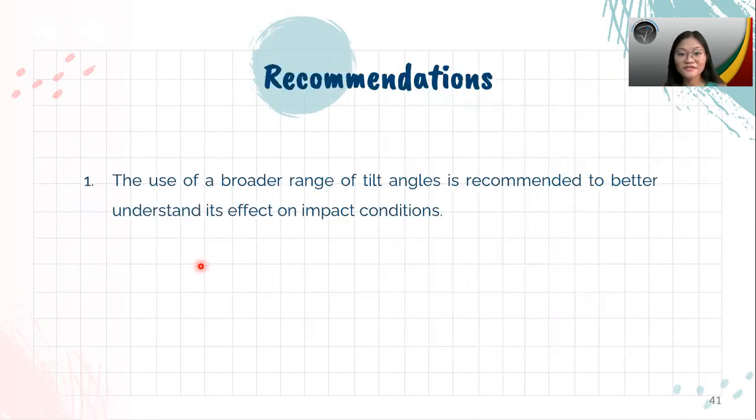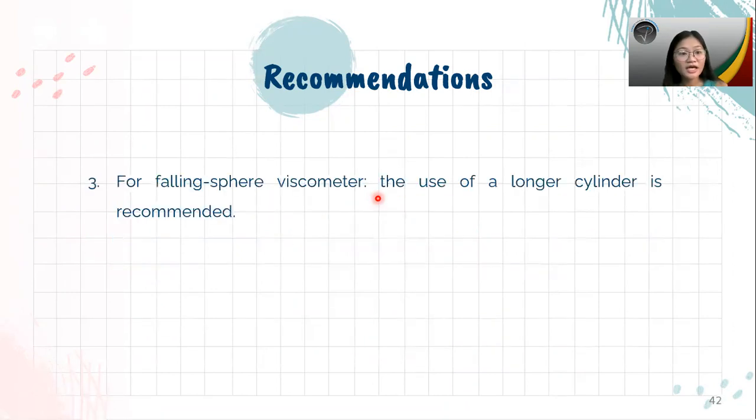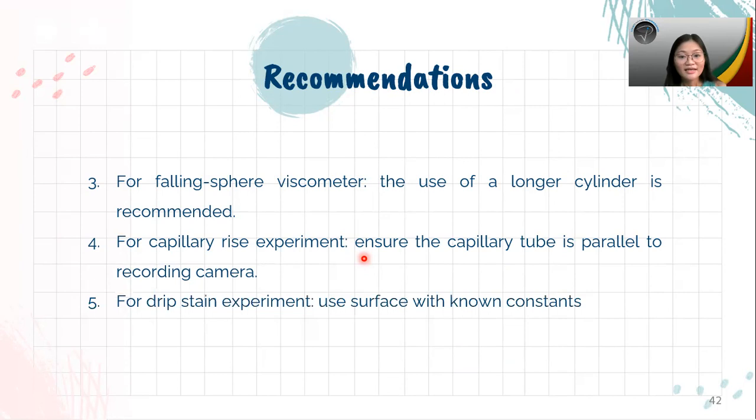For recommendations, first, I recommend the use of a broader range of tilt angles so that its effect on impact conditions can be better understood. Second, I recommend the use of an ink with known properties and to note the concentration of solutions used for future ink drop experiments. Third, in measuring viscosity, a longer cylinder would provide a longer path for the falling sphere to reach terminal velocity before stopping. Fourth, in measuring surface tension, ensuring that the capillary tube is parallel to the camera will help make more accurate readings. Finally, the use of a surface with known A and B constants will make more accurate impact speed measurements.